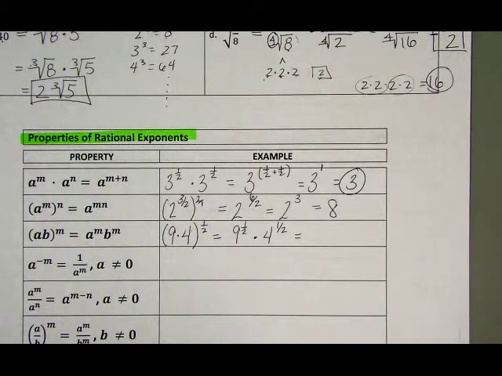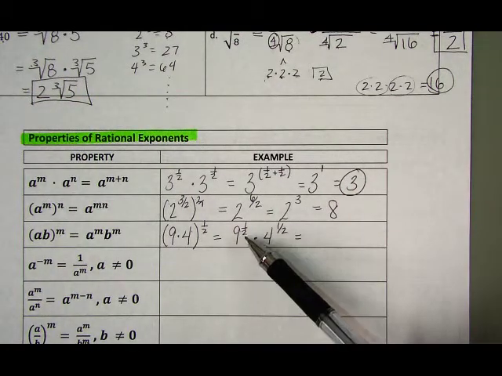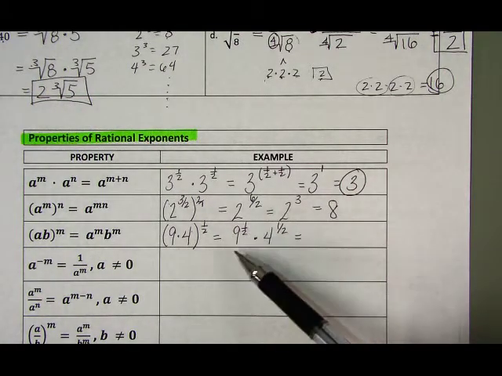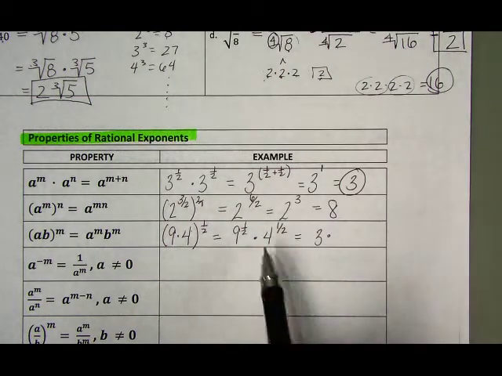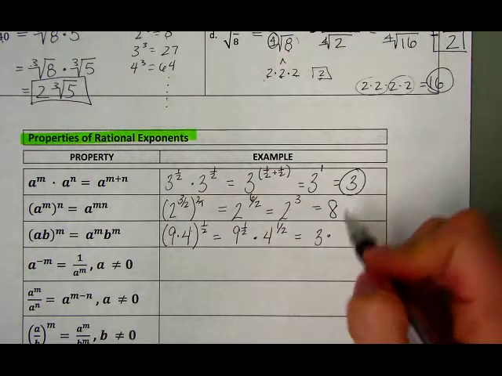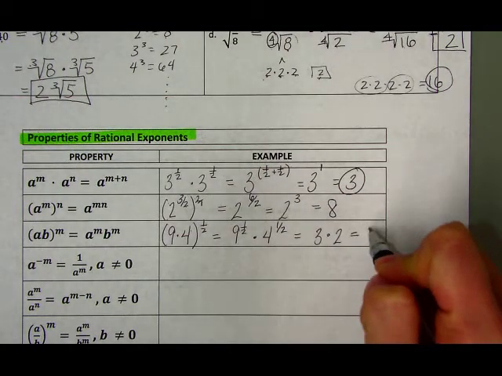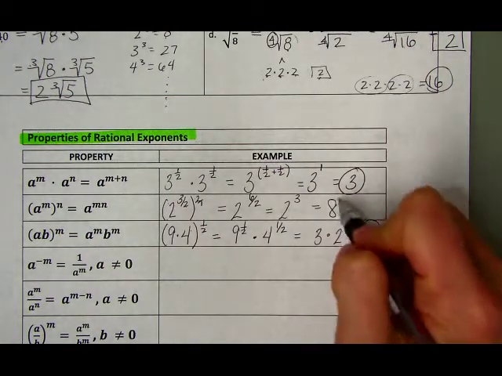And if you remember from our previous videos, 9 to the 1/2 power is the same thing as the square root of 9. The square root of 9 is 3, times, well, 4 to the 1/2 power is the same thing as the square root of 4. So the square root of 4 is 2. 3 times 2 gives us 6.